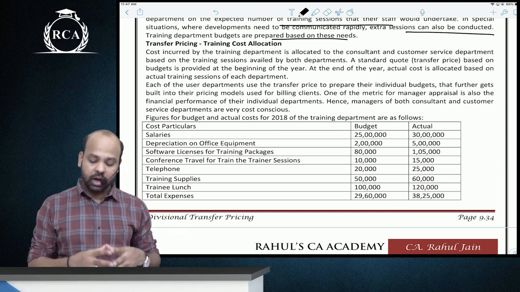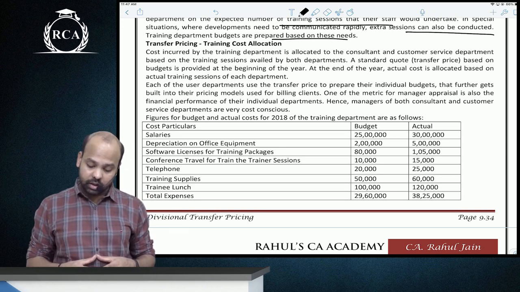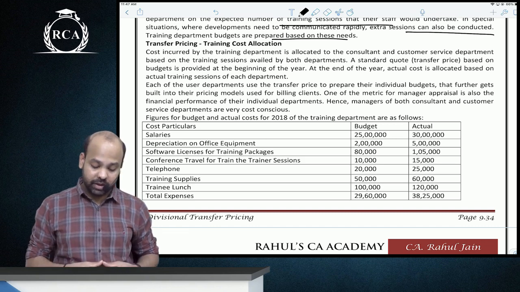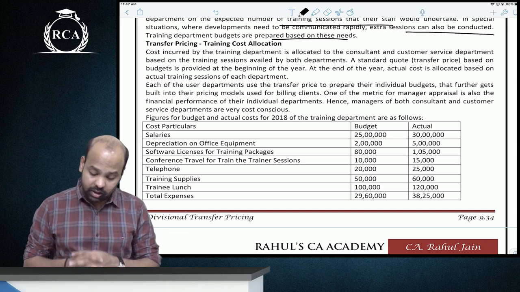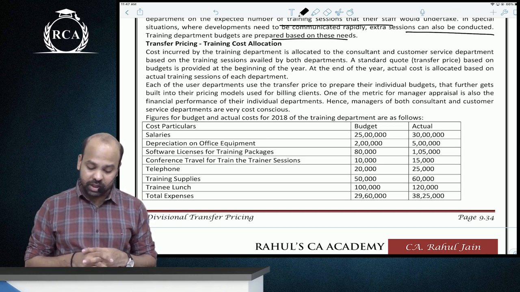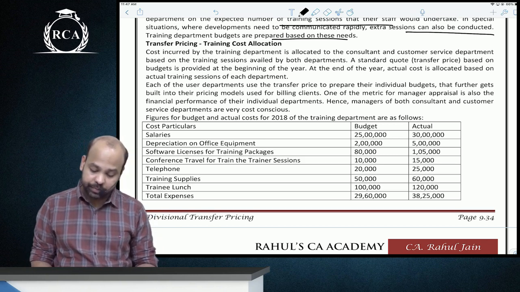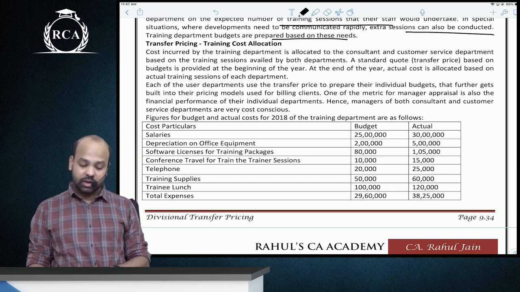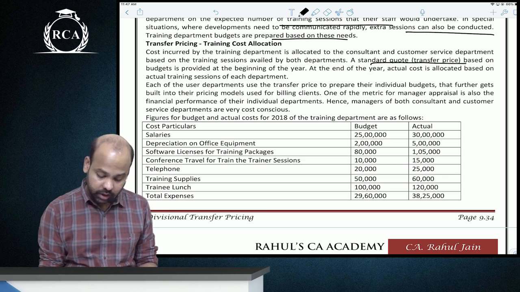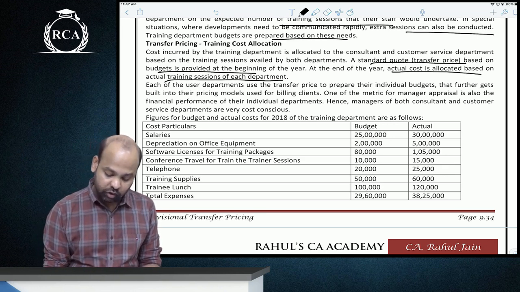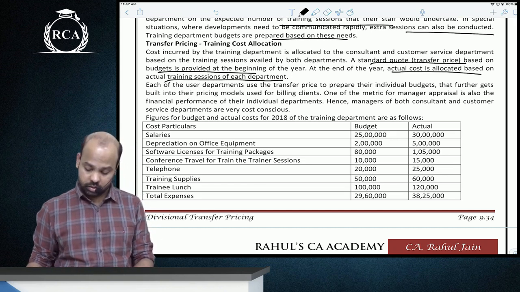Cost incurred by the training department is allocated to the consultant and customer service departments based on the training sessions availed by both departments. A standard cost transfer price based on budgets is provided at the beginning of the year. At the end of the year, actual cost is allocated. Standard cost is given at the beginning of the year, guys. At the end of the year, actual cost is allocated based on actual training sessions of each department.